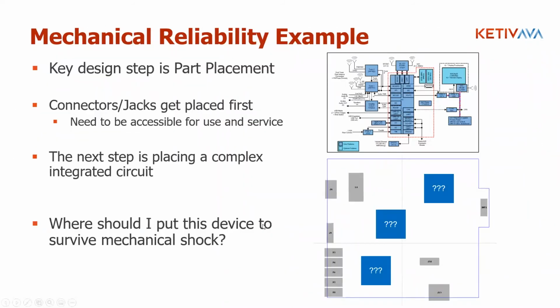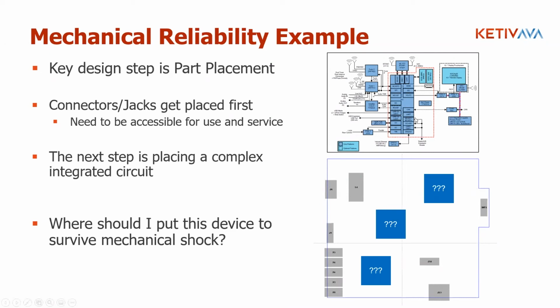And so just to try and make this a little bit more concrete, I wanted to show a mechanical reliability example. This is an example of a PCB board where we might have a system on chip that's shown in this dashed line area here. All of that's been shrunk to one chip. And while the connectors that are in the gray boxes here are pretty well defined, they get placed first and they're necessary for accessibility and use.